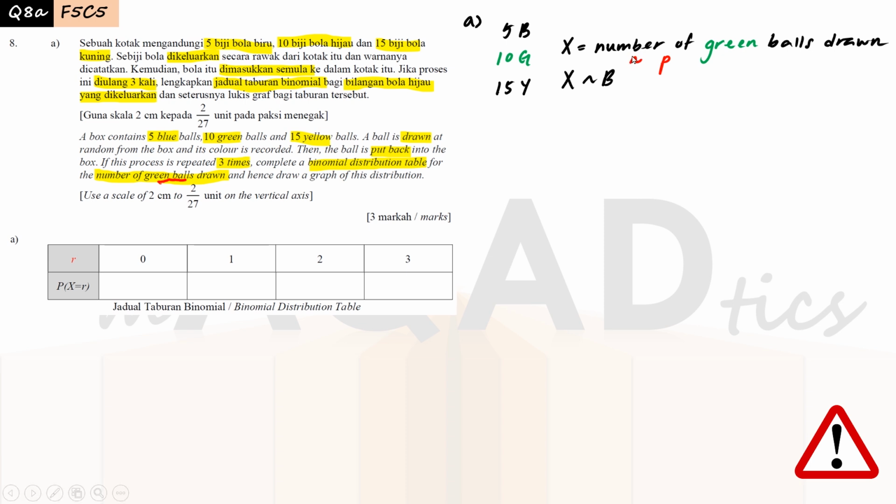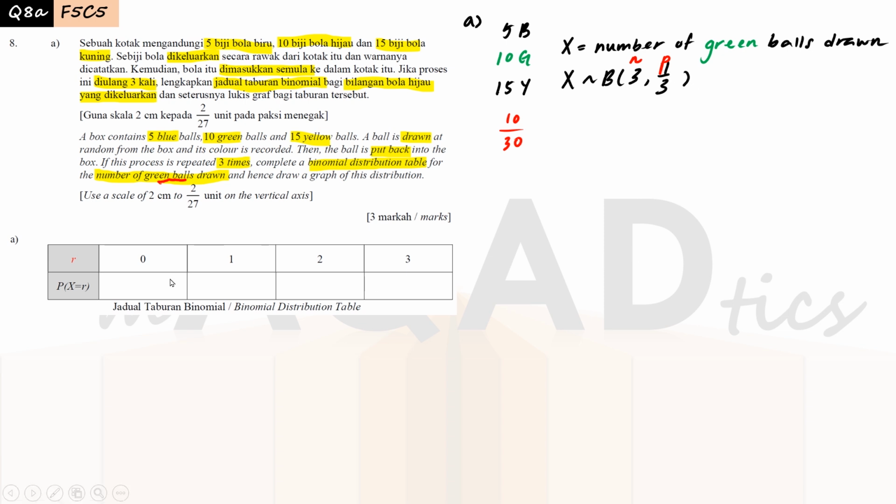So n here is the number of trials of this experiment, which is 3, because this process is repeated 3 times. And p here is the probability of success, meaning the probability of getting green balls from the box. To find the probability, we can use the values here: number of green balls divided by the total number of balls. So 10 divided by 30, which is 1/3.